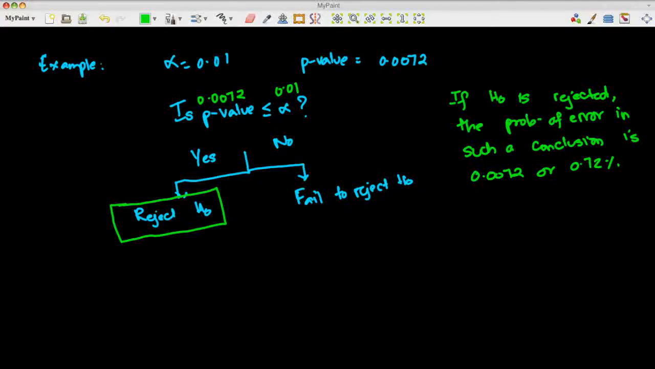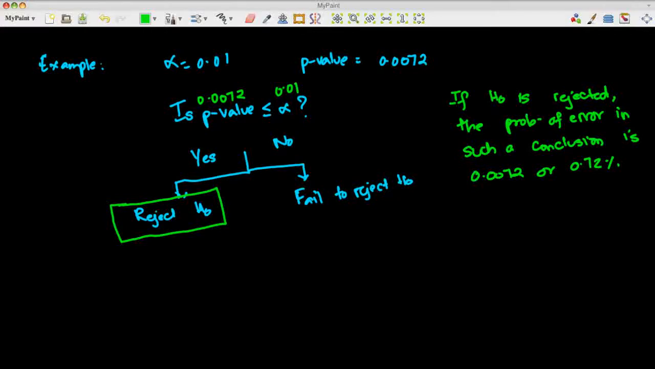You may always wonder, why do I need this alpha? We're comparing it to alpha because this is the permissible amount of error that the researcher allows. So I say any error less than 1% is acceptable, and if I get 1% or below error, then I will reject the null. And that is the case in this problem. 0.0072 is less than or equal to 0.01, so I can happily reject the null and be content with this particular conclusion.